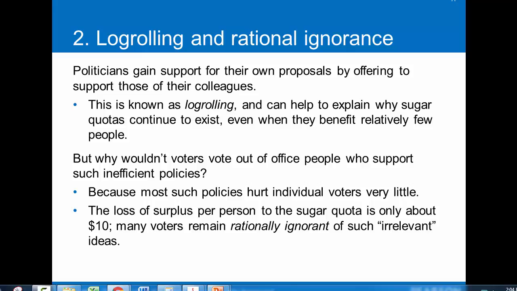Why won't voters vote people out? Because the loss of surplus per person on the sugar quota is only about $10, and many voters remain what we call rationally ignorant of such ideas. Basically, it takes too much time and effort to research and understand the sugar quota, and because it only hurts you by $10, voters just choose to be uninformed because it's not worth their effort. This happens in class when people decide it's not worth their effort to do something. This all goes back to the idea of rational ignorance, right?